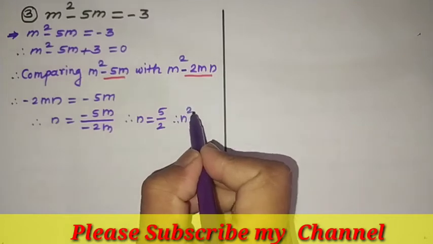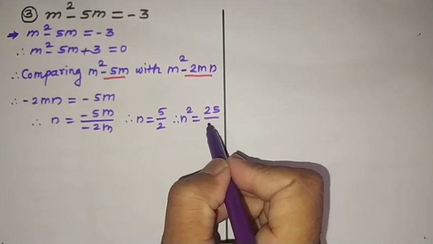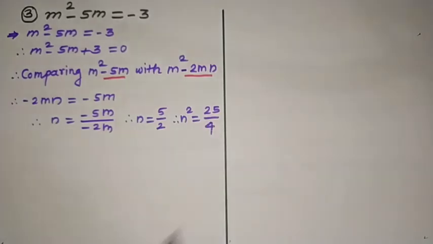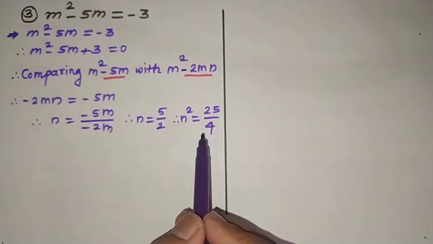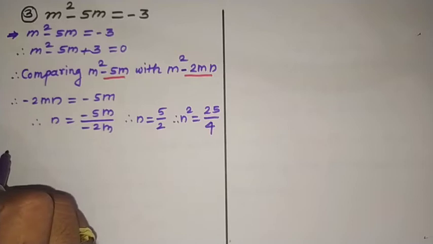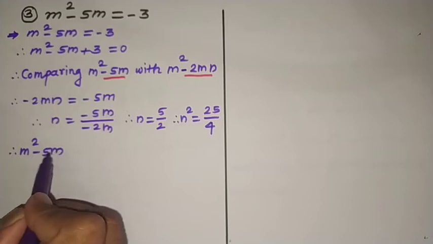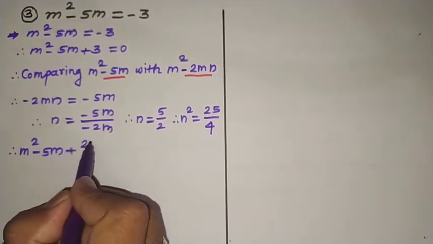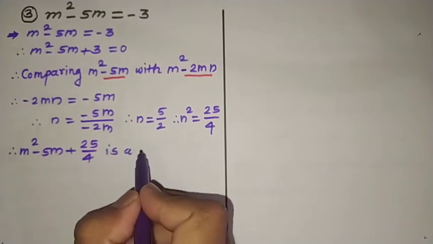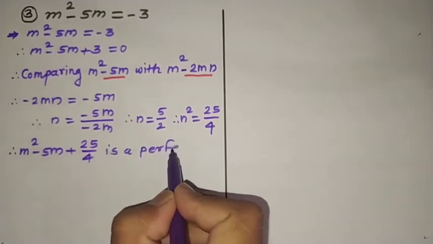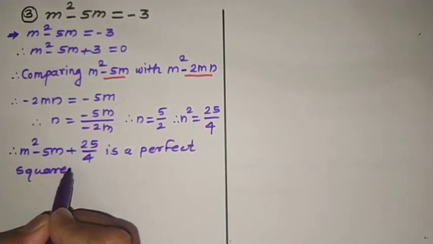Therefore n square is equal to the square of 5, which is 25, upon the square of 2, which is 4. Adding this term to the two terms of the left hand side gives a perfect square trinomial. Therefore m square minus 5m plus 25 upon 4 is a perfect square trinomial.